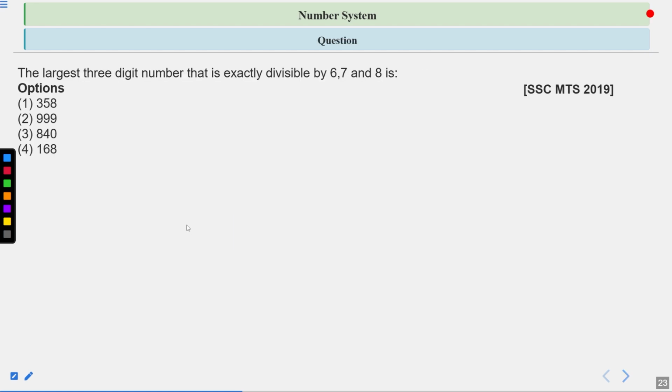The largest 3-digit number that is exactly divisible by 6, 7 and 8 is? This question was asked in the SSC MTS exam in 2019. So there are 4 options. First one is 358. Second is 999. Third one is 840. And fourth one is 168. Now you have 10 seconds to solve this question. Your time starts now.